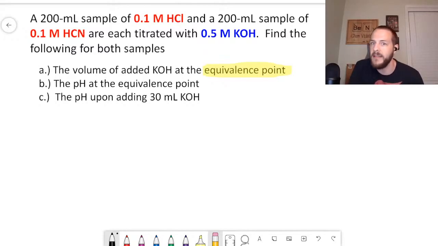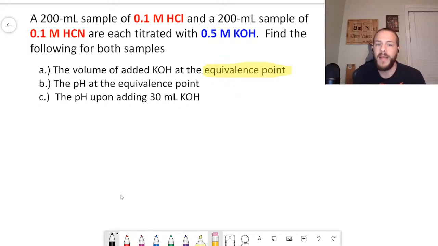Now, HCl, that is a strong acid. If you've been studying acids and bases for long enough, you can probably just take a look at that formula HCl and conclude that it's a strong acid because it's been used over and over again. It's a very common strong acid. And HCN, hydrocyanic acid, is a weak acid. So that's the main difference, that one is strong, one is weak, but how does that affect the volume of added potassium hydroxide to reach equivalence point?